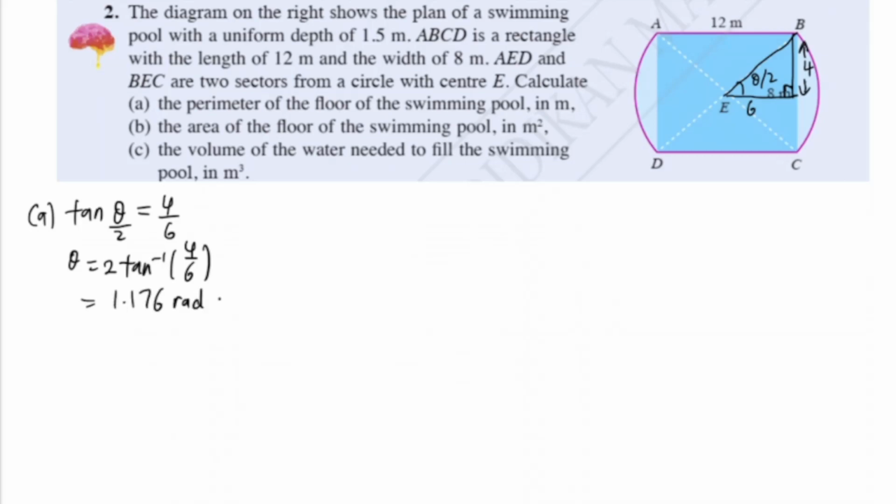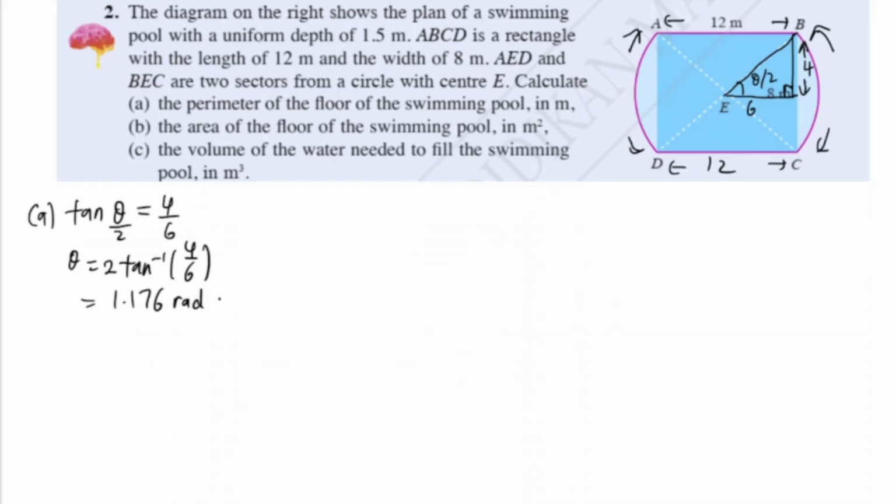Now to find the perimeter, we need to first find the length of this arc, and then you times 2. Then you add the length of these two sides, 12 and 12. So I'm just going to write this as P, short for perimeter. Your length of arc is s equals r theta, where r is my radius. Oh, I need to find my radius first. We can use Pythagoras theorem to find it.